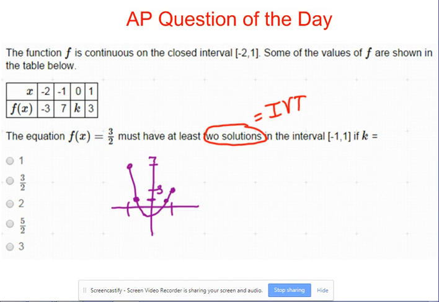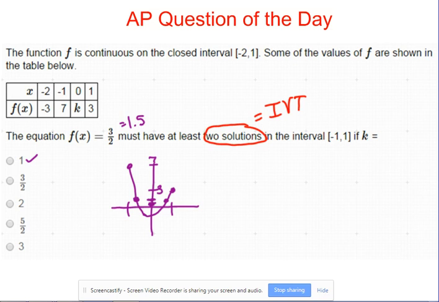So let's see here. What would work for us? 1. If 1 is less than 3/2, and 3/2 is 1.5, keep that in the back of your mind. If at 0 we equal 1, would that work? Yes, because between 7 and 1 we have to hit 1.5, and between 1 and 3 we have to hit 1.5. So that would work. But let's check our other answer choices, just to make sure.